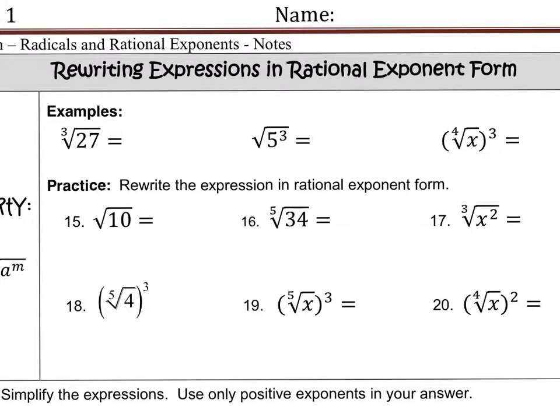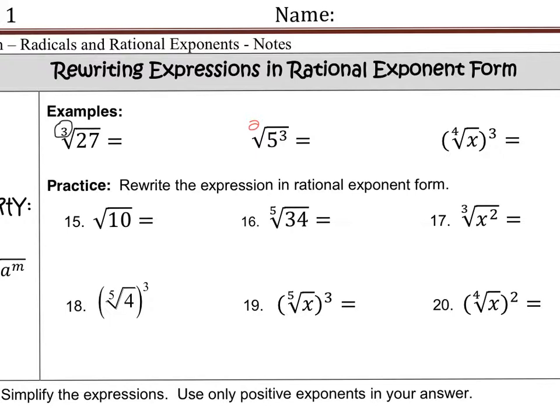So the biggest thing you need to know is that the number on the outside, that's called our index. If there's not a number written there, we've always looked at this as our square root sign. So the implied is if there's not a number there, it's a square root, it's a square. So we just don't write that.